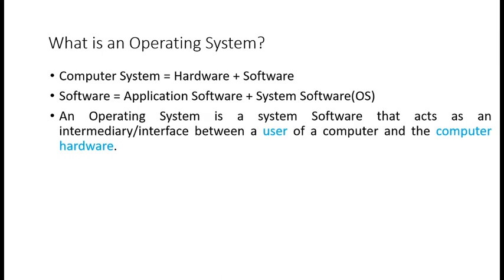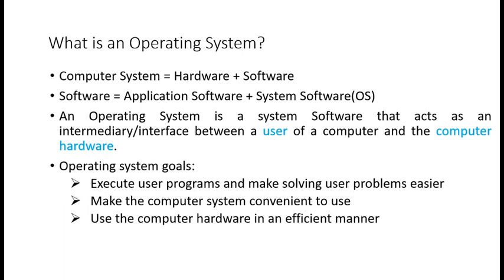Operating system is a system software. You can see the definition here, and I was telling that. Operating system is a system software that acts as an intermediary or interface between the user and the computer hardware. Whatever instruction the computer user gives, the computer hardware can understand and accordingly it can work.